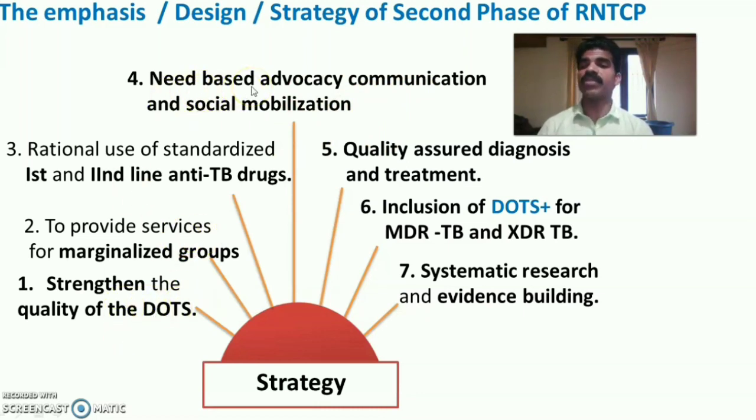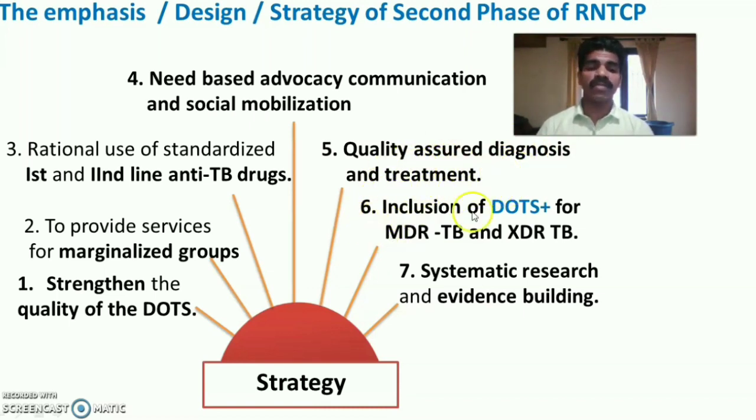That is need-based advocacy, communication, IEC and social mobilization, based on the need of the people, and participation of the people in rendering the RNTCP programs and DOTS services. Then the fifth strategy was quality assured diagnosis in detection of TB cases. So quality assured diagnosis and quality assured treatment with the DOTS programs.